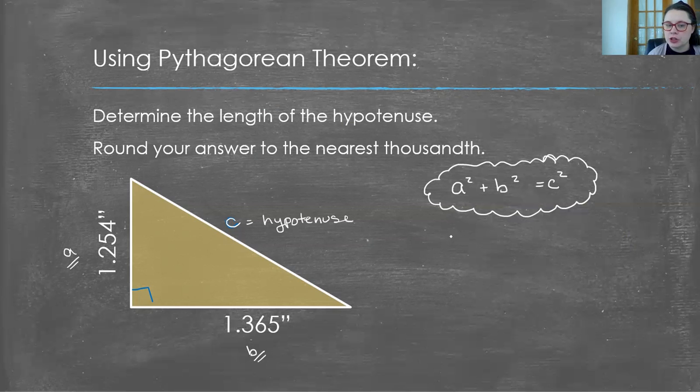So the first thing we're going to do is put in our information, 1.254 squared plus 1.365 squared equals c squared. Okay, so there's our equation. Now we need to solve it.